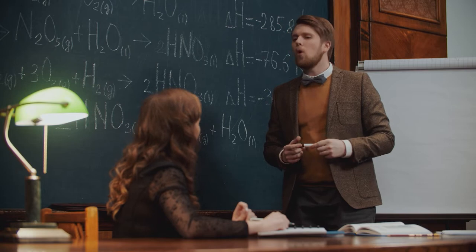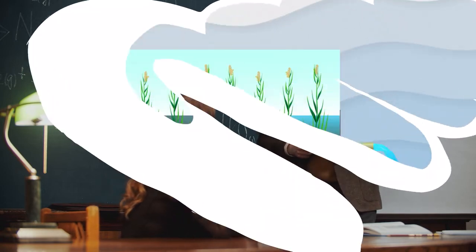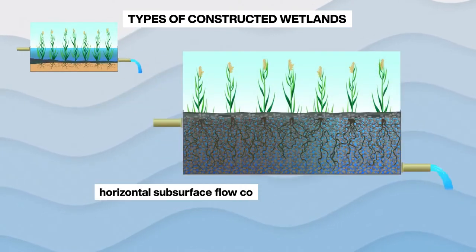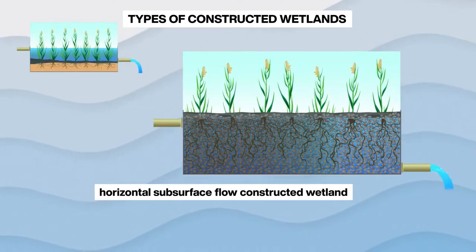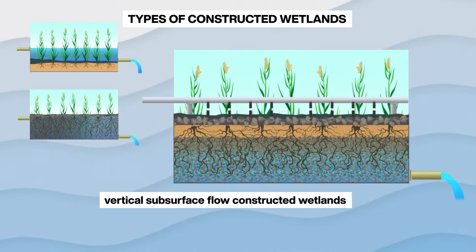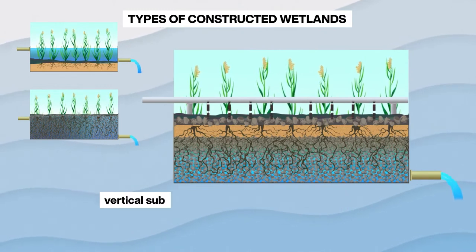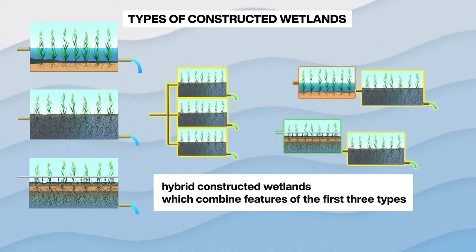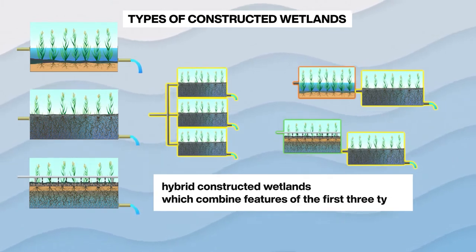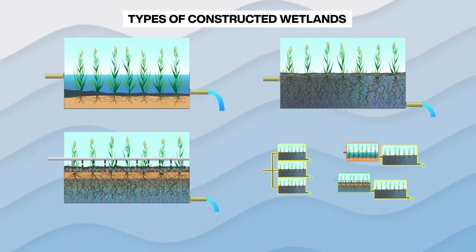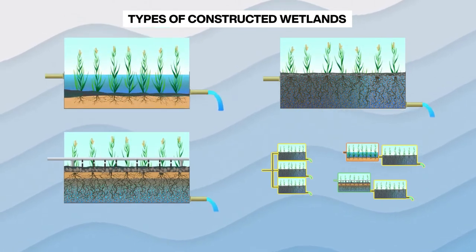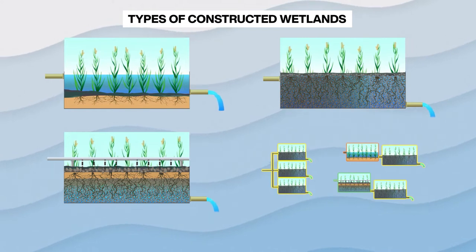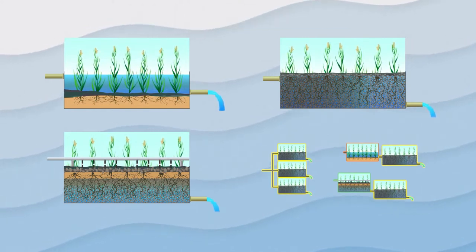Now, could you please go over the 4 basic types of constructed wetlands? Surface flow constructed wetlands, horizontal subsurface flow constructed wetlands, vertical subsurface flow constructed wetlands, and hybrid constructed wetlands, which combine features of the first 3 types. That's what we will go over right now. We are going to consider examples of constructed wetland modifications for each type, one by one.